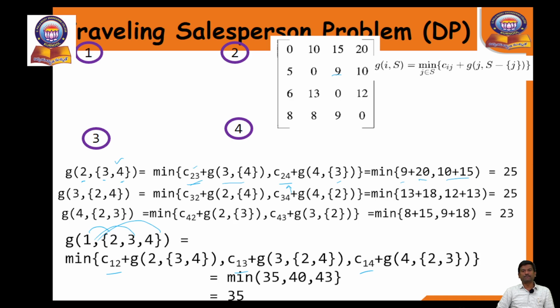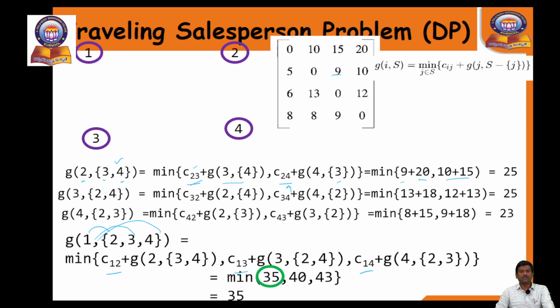In the same fashion, in the traveling salesperson problem, you got the minimum cost equal to 35. And in the string editing distance problem, if you need to find the operations that were performed, you need to trace back using the formulas. Similarly, to find the path that led to the minimum cost, between 35, 40, and 43, the minimum is 35.